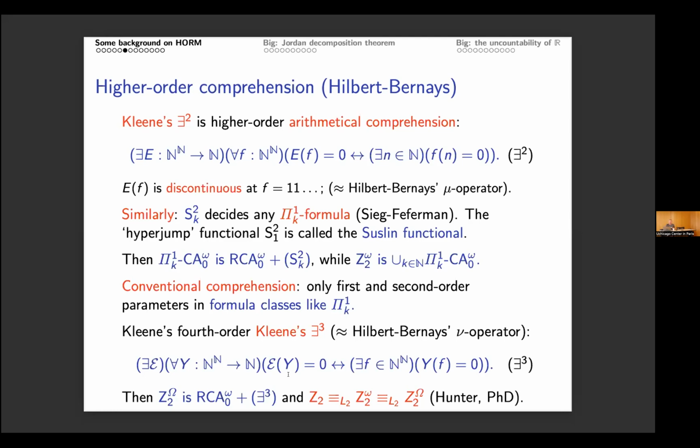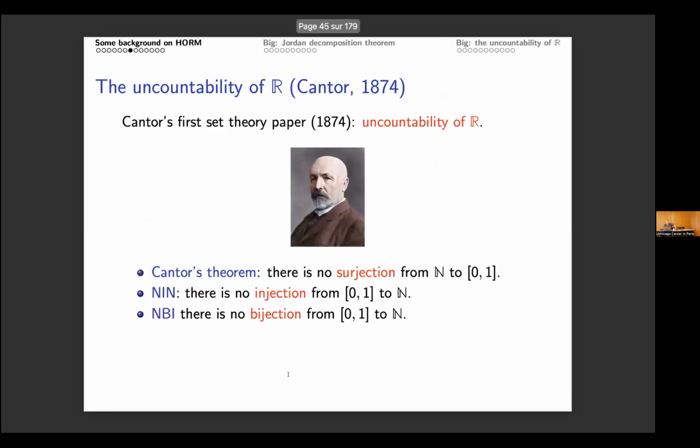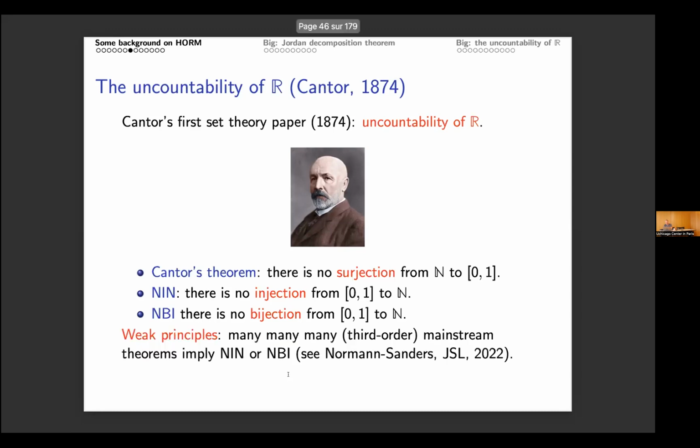All right, so history lesson over. Let's go back to some math. First set theory paper, Cantor 1874, the uncountability of the reals, can be formulated in a number of ways. You could say, Cantor's theorem, there's no surjection from N to the unit interval, or you could say there's no injection or bijection from the unit interval to N.